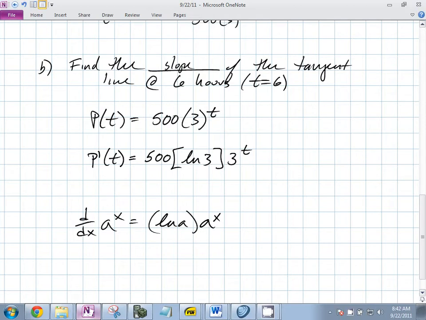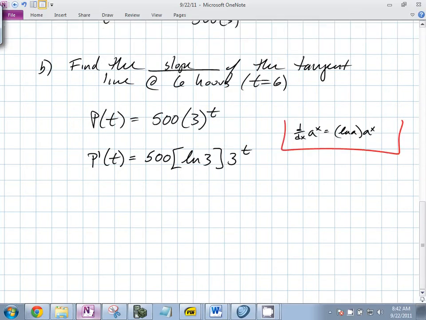So the derivative of 3 to the t is ln 3 times 3 to the t. I probably just answered your question of where the ln 2 comes from. Okay, excellent. So what did they ask you for, though? They asked you for the derivative, but evaluated at what?